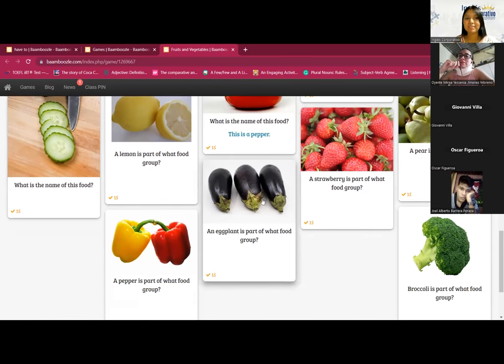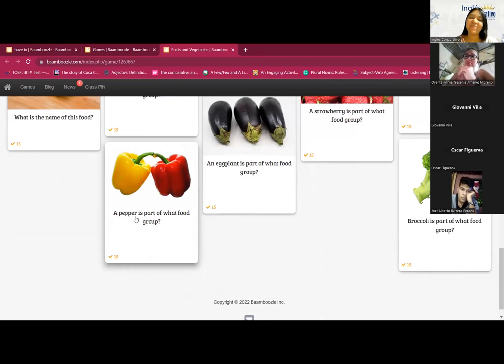Let me see again. What is this? ¿Cómo se llama esto, guys? Eggplant, yes. And this, well, pepper, right? Yes, very good. Okay, guys, so we are going to start with today's class, okay?